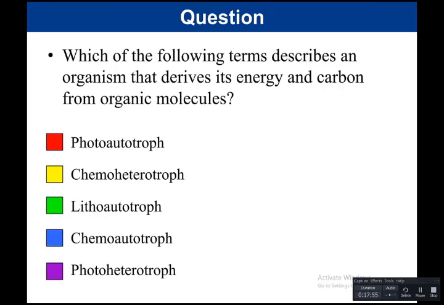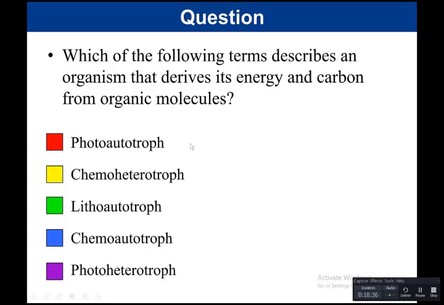So, question for you. Which of the following terms describes an organism that derives its energy and carbon from organic molecules? Would that be red, a photoautotroph, yellow, a chemoheterotroph, green, a lithoautotroph, blue, chemoautotroph, or purple, photoheterotroph? So take a minute, pause your video. When you are ready, go ahead and push play to hear the answer.